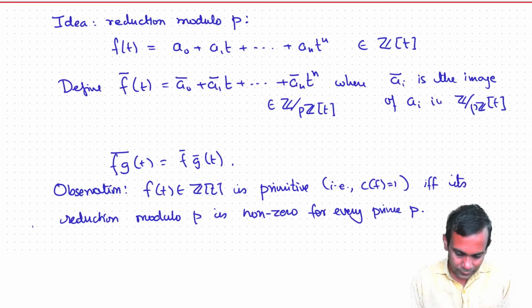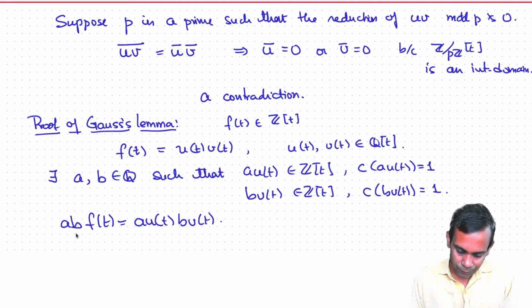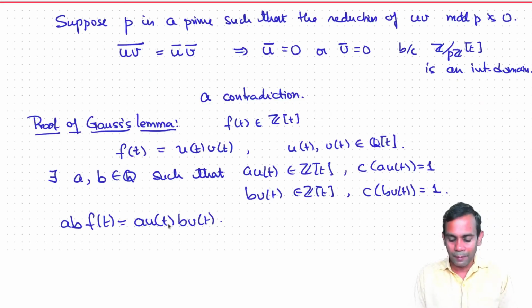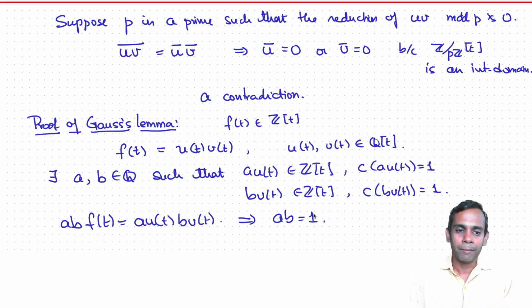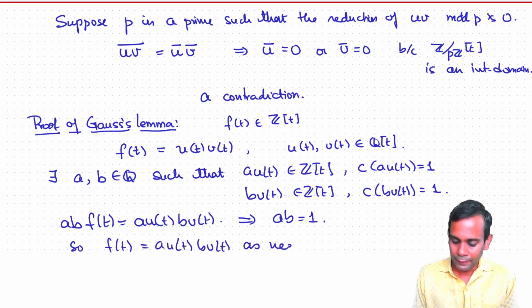But recall that in Gauss's lemma, we assume that f itself is primitive, that is, the content of f is 1. And so if the content of f is 1, then the content of ab times f is going to be ab. But here on the right hand side, we have a product of two primitive polynomials. So ab times f should also be a primitive polynomial, which implies that ab is equal to 1. And so we have that f(t) is equal to a·u(t) times b·v(t) as needed. So this concludes the proof of Gauss's lemma.